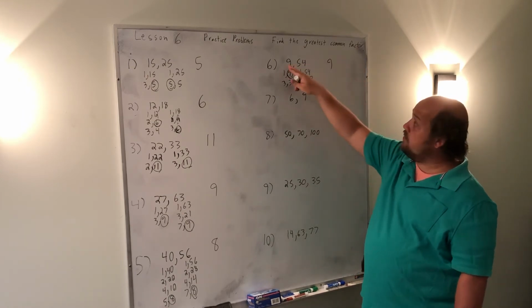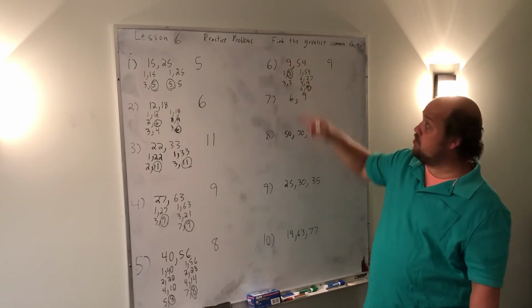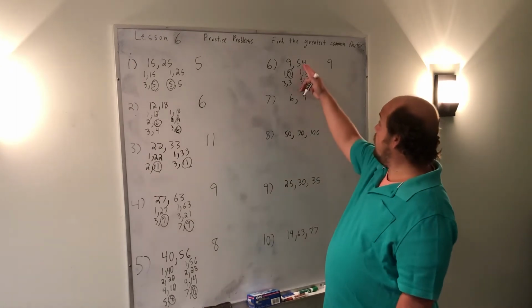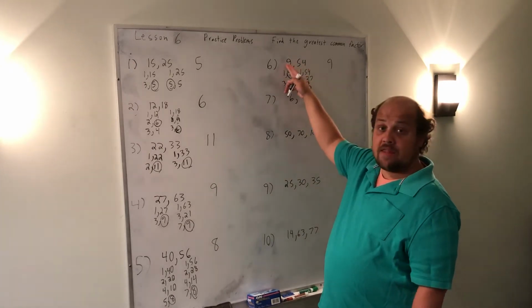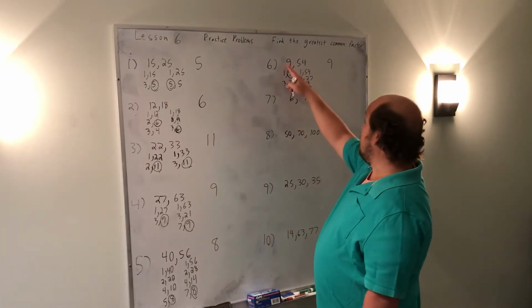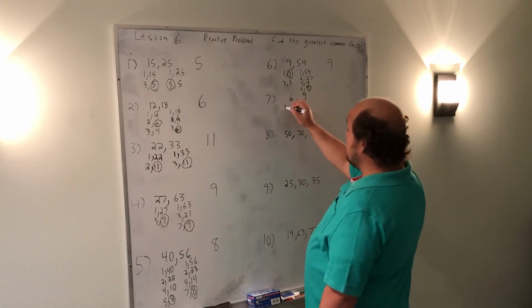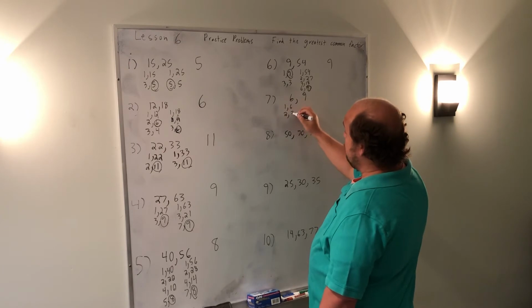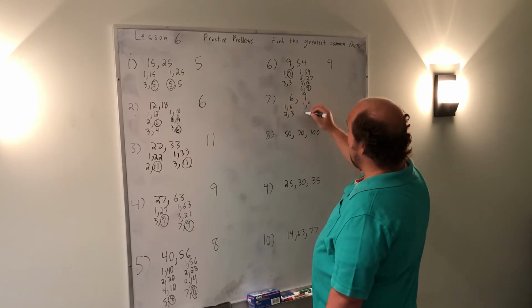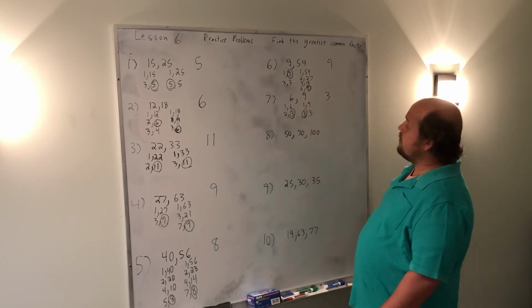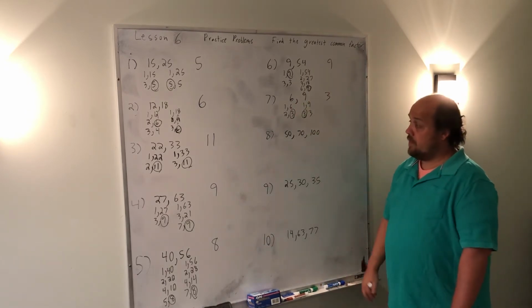Again, it's absolutely fine if one of the actual numbers is the greatest common factor. What that really means is the other number can divide evenly by the first number, which is the case here. 9 does go evenly into 54. Next, 6 is going to be 1 and 6 and 2 and 3. 9 is going to be 1 and 9 and 3 and 3, making 3 the greatest common factor appearing on both lists.